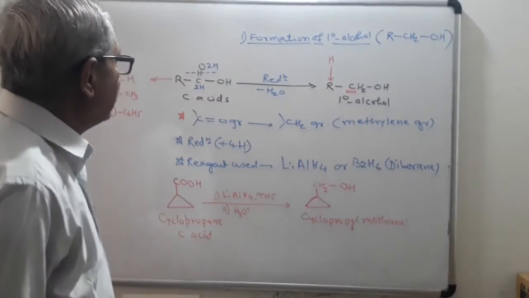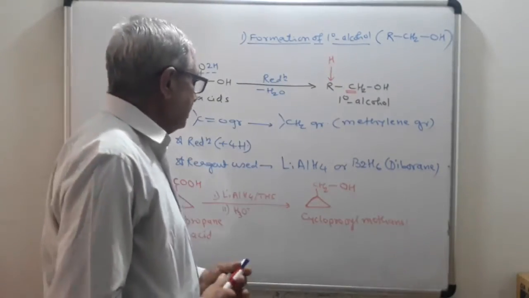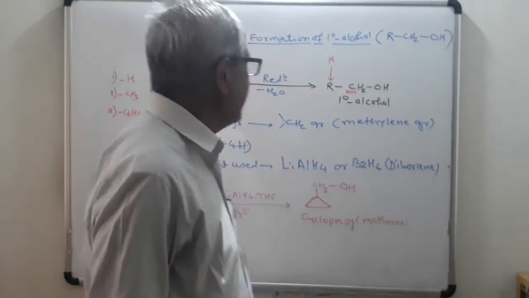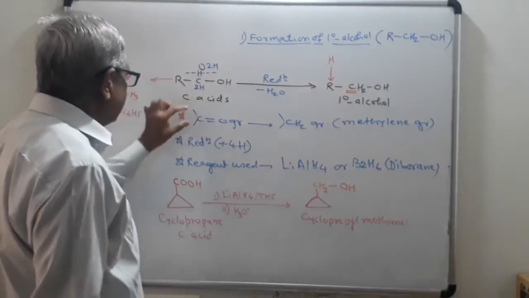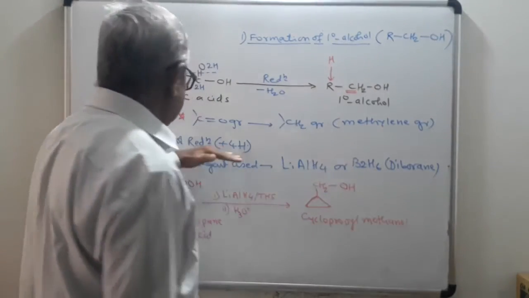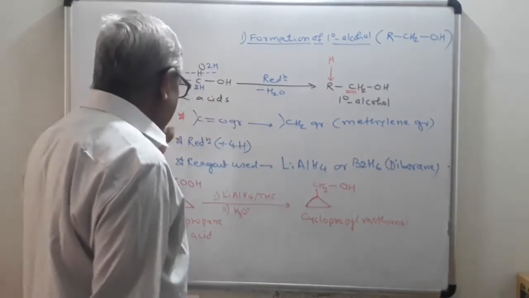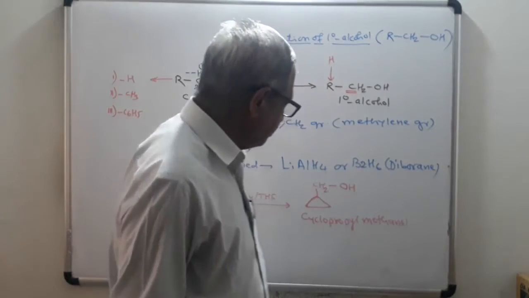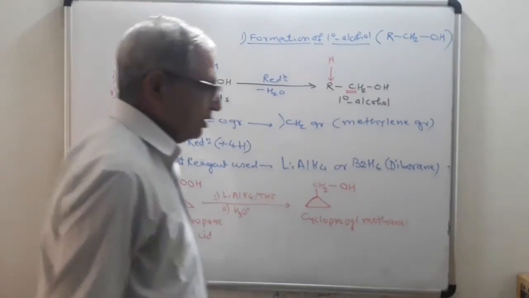So take the revision on the title, formation of primary alcohol. This is RCH2OH, the formula for primary alcohol. Carboxylic acids are converted to the primary alcohol. During this reaction, this CO group is converted to the CH2 group. It is a reduction reaction. 4 hydrogen atoms are added. Water molecule is removed. The reagent used is either lithium aluminum hydride or diborane, which has formula B2H6. These are the 3 particular examples.